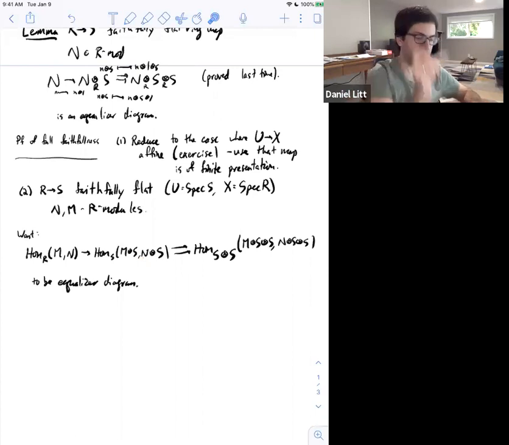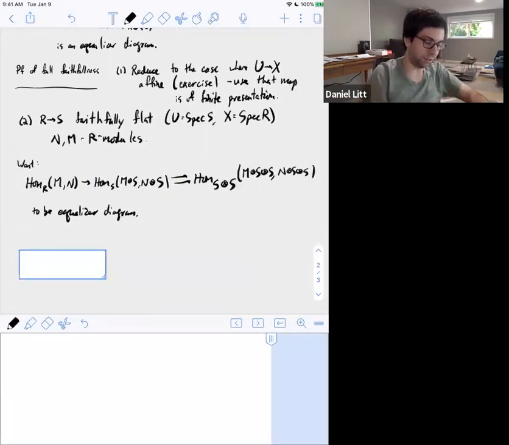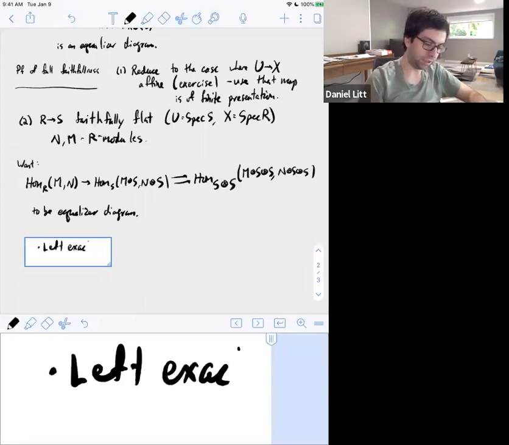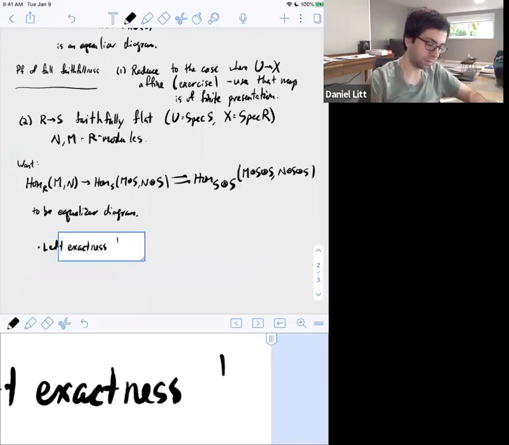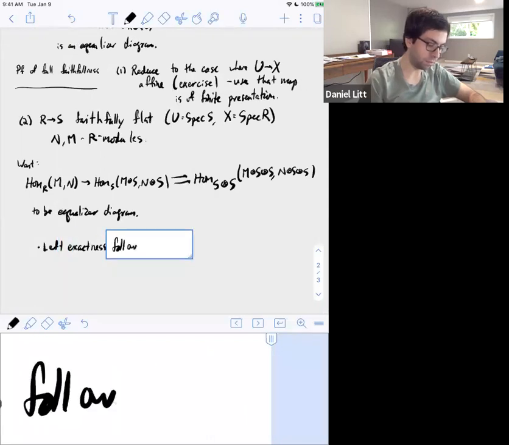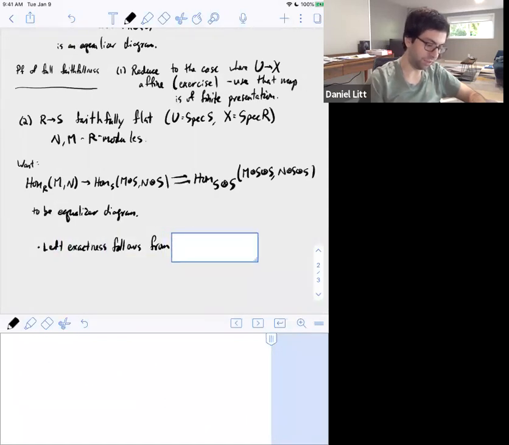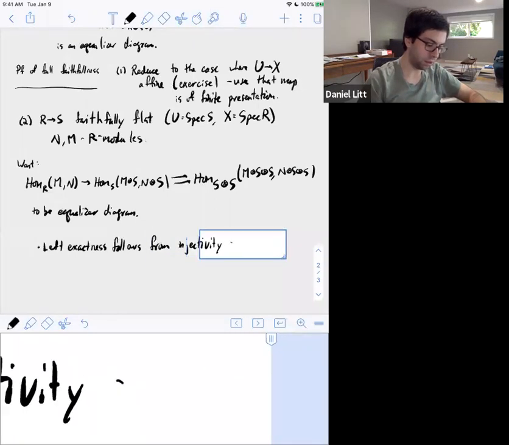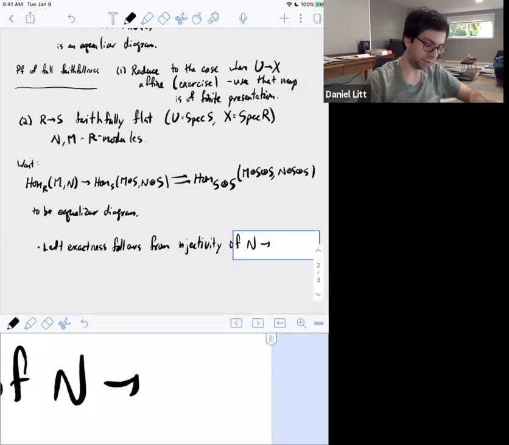Yeah. So it's just left exactness of Hom. That's exactly right. So that's a fancy way to say it, Sophia. But that's correct. Let's say it very concretely. So you have some map here. You compose it with an injective map. If it's zero, then it was already zero. That's why left exactness here, meaning injectivity of that first map, follows from injectivity of the map from N to N tensor S.